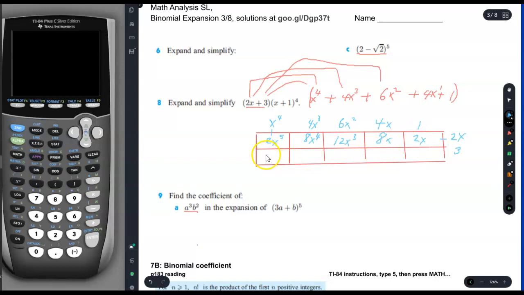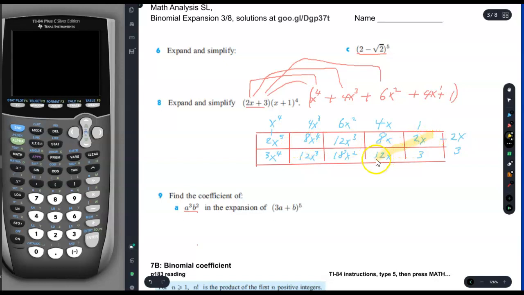Easy so far. X to the fourth times 3 is 3x to the fourth. 4x cubed times 3 is 12x cubed. 6x squared times 3 is 18x squared. 4x times 3 is 12x. And 1 times 3 is 3. You can see that that part of it is actually very easy to do with lattice multiplication. Now, how do we combine like terms?